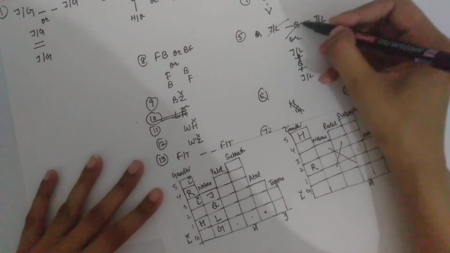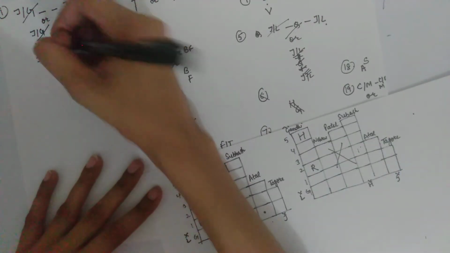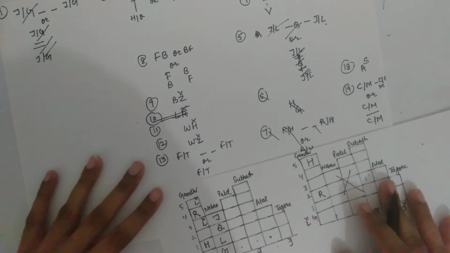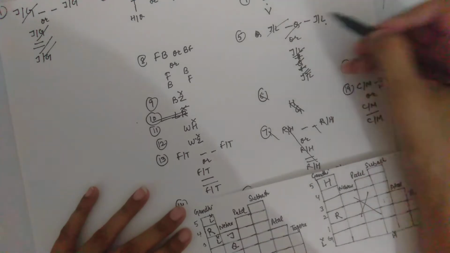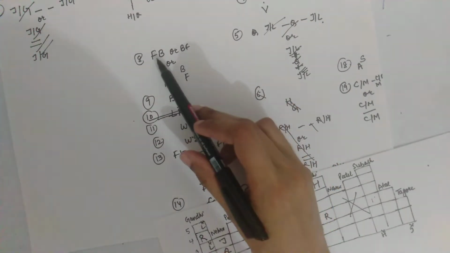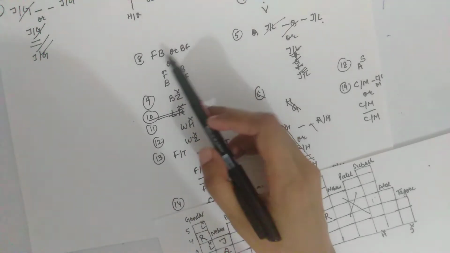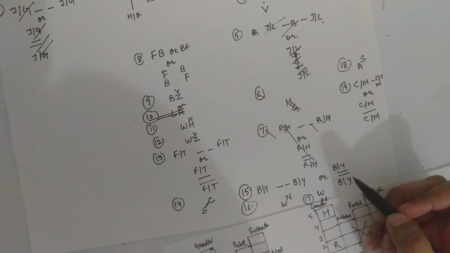So this condition is done. This condition is done. Now see what next. Now B and F are immediate neighbors, but we don't have any information regarding both these two, so we can't place.